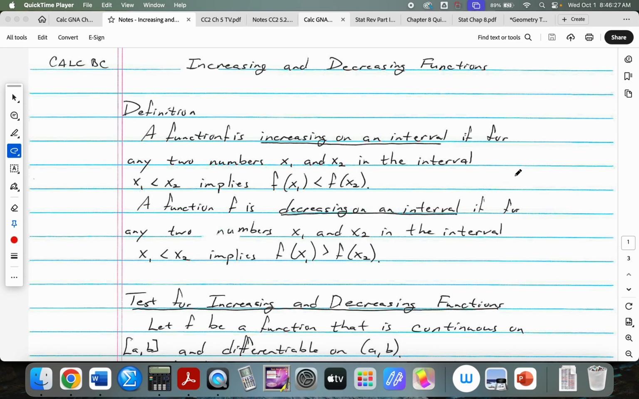Continuing applications of derivatives, we're going to talk about increasing and decreasing functions. Increasing and decreasing, those definitions have nothing to do with calculus directly. We're going to use calculus to talk about them.